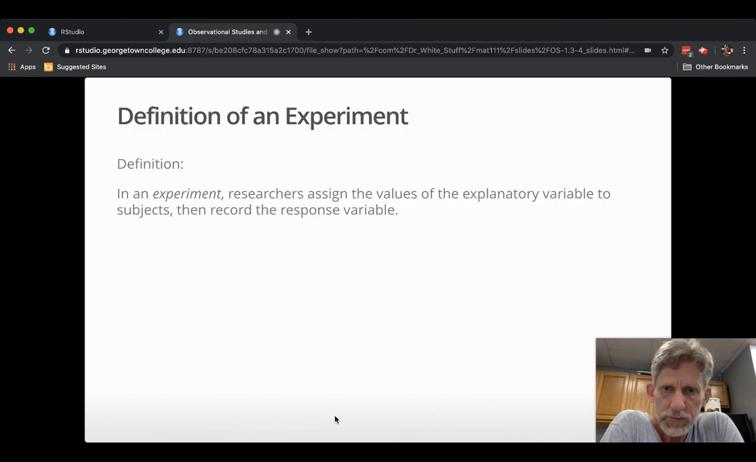So I remind you of the definition of an experiment that we gave in the first screencast of this series. In an experiment, you still maybe have two variables in mind, an explanatory variable and a response variable. But you're not just gathering some subjects and recording the values of both those variables. No, no, no. In an experiment, the researcher is assigning the values of the explanatory variable to the subjects. And then, without any interference at all, recording the response variable for each subject.